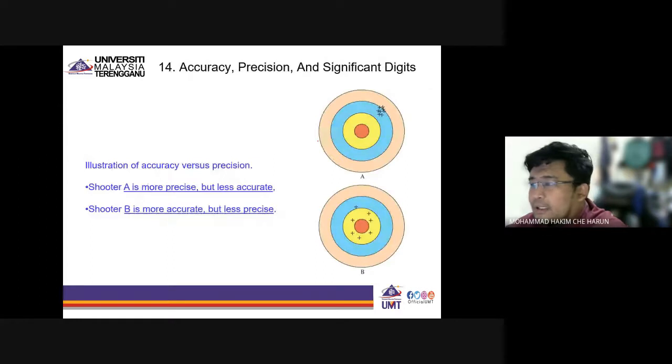Okay, the next one, before we end off the lecture for the topic 1 for today, is accuracy and precision. Ni dah belajar dalam fizik daripada form 5 lagi. Okay, kalau yang A ni, dia adalah precise tapi tak accurate. Kenapa? Sepatutnya dia kena semua kat sini. Kalau semua kat tengah ni, dia akan jadi precise and accurate. For shooter B, dia lebih accurate sebab lebih dekat dengan target dia ni. Tapi dia less precise, dia tak bersama. Kat sini satu, sini satu, kurang precise.